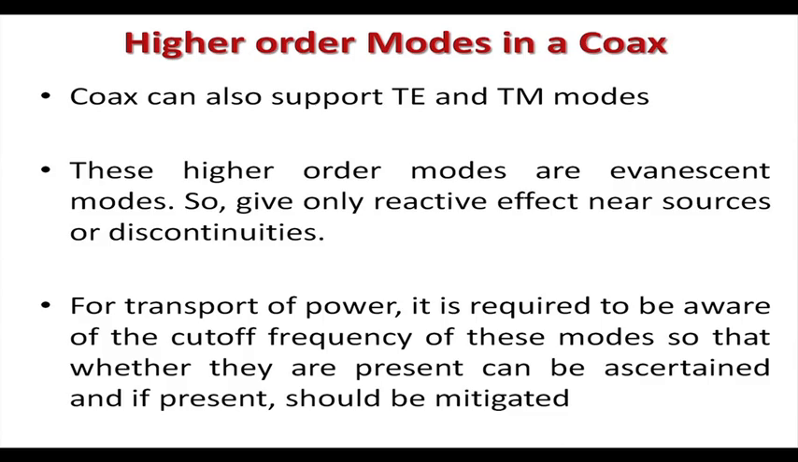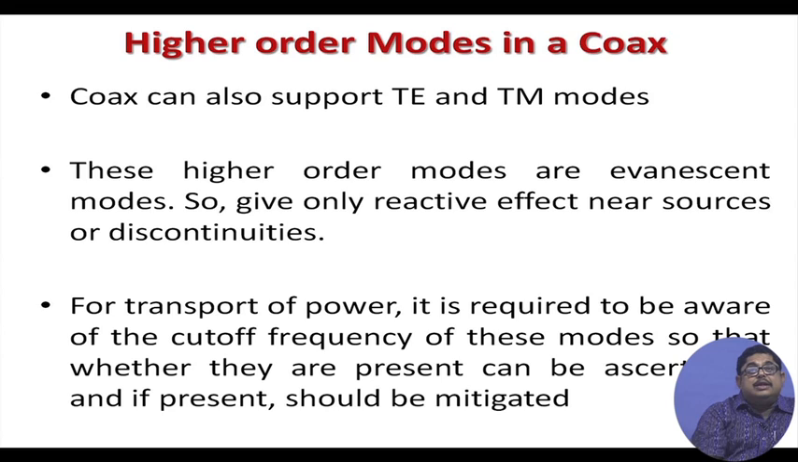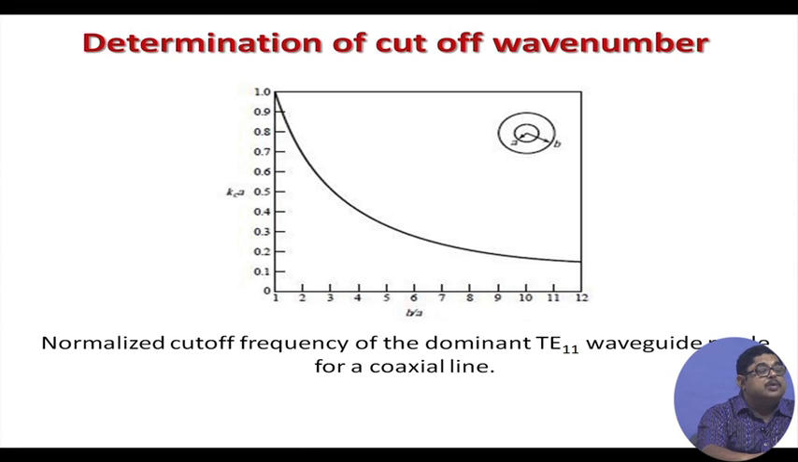They can propagate in waveguides. Waveguides are meant for TE, TM mode propagation. So, there they can go for longer distance. So, you should be aware that in your coax, these higher order modes TE, TM are not present. So, you should design your coax geometry that way.